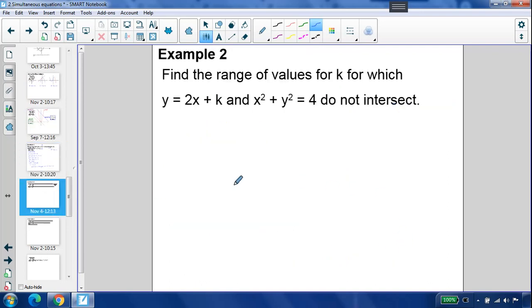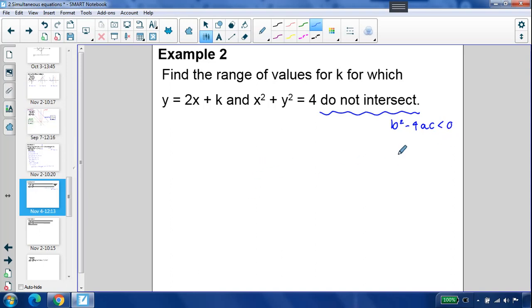Let's move on to another example. Find the range of values for k for which y is equal to 2x plus k and x squared plus y squared is equal to 4 do not intersect. So the line and the circle do not intersect.